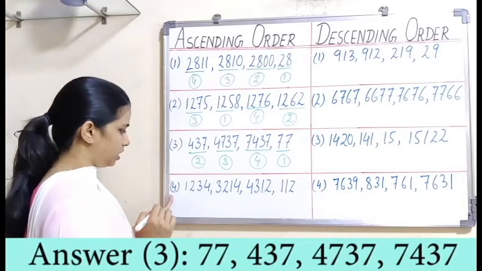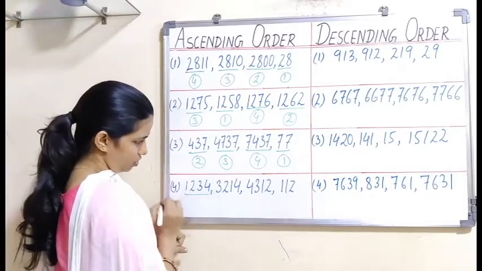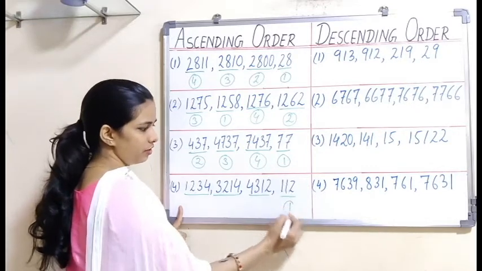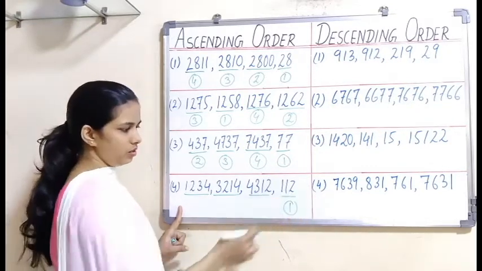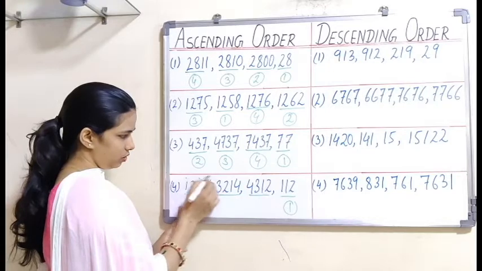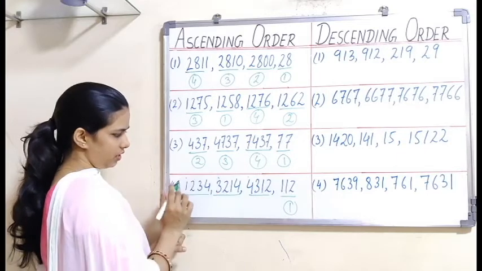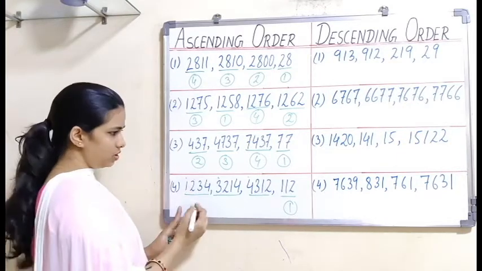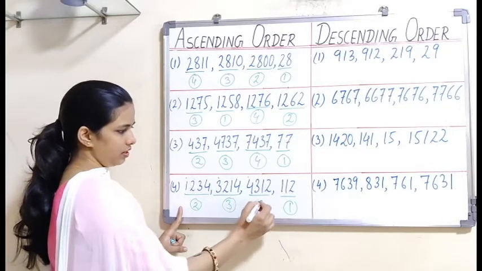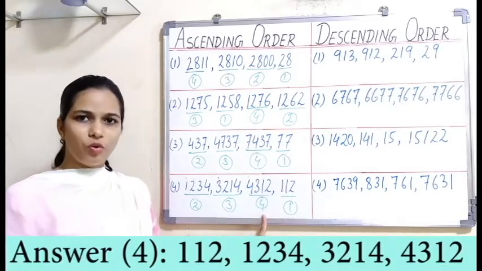Similarly, the last one. In ascending order we have a 4-digit number, 4-digit number, 4-digit number and then a 3-digit number. So easiest, we will number this as 1. Now out of these three, if we compare this digit, at one place we have 4, then we have 3 and then we have 1. So 1 is smallest, so we'll number this as 2, then next is 3 and then next is 4. So we have 1, 2, 3 and 4.